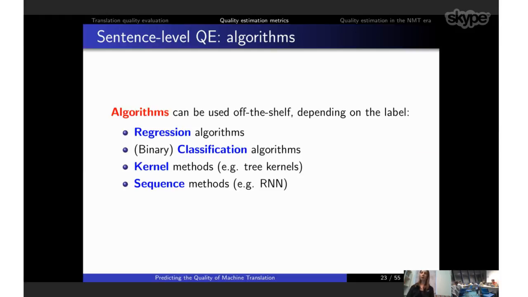Before we go there, in terms of algorithms, you could pretty much use off-the-shelf algorithms depending on the label that you're trying to predict. You could use any regression algorithms such as support vector regression and so on, or classification. People have used kernel methods, which proved better back then. For example, using tree kernels where you can represent your source text and the translations as partial syntactic trees and then try and learn whether these are expected or good enough partial trees. And of course, more recently, people have started using sequence models such as recurrent neural nets, which are richer ways of doing either regression or classification.